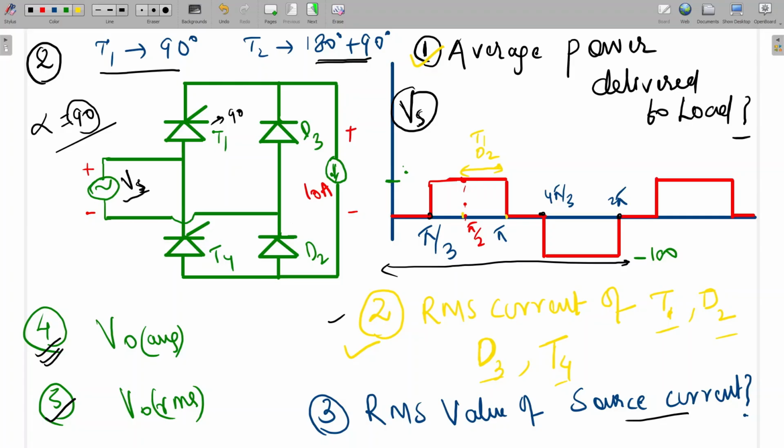Anyone tell? See, from here to here, what will happen? D2 and D3 will do the freewheeling from here to here. Again, it will do till 3 pi by 2. D2, D3 will do freewheeling till 3 pi by 2. Again, T4 is fired here. So from here to here, T4 and D3 will conduct, and again this part, which will conduct.